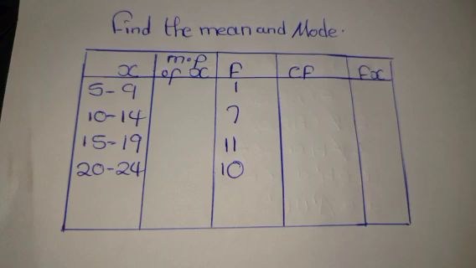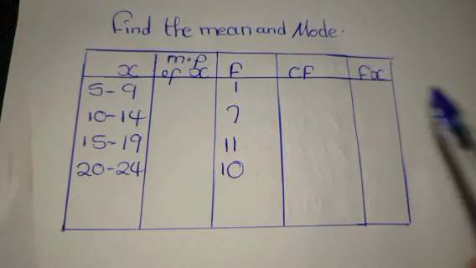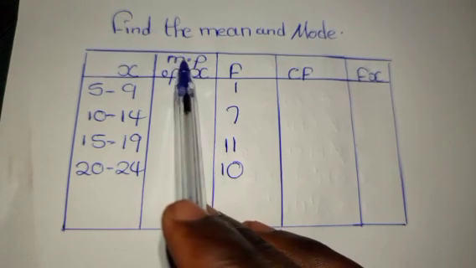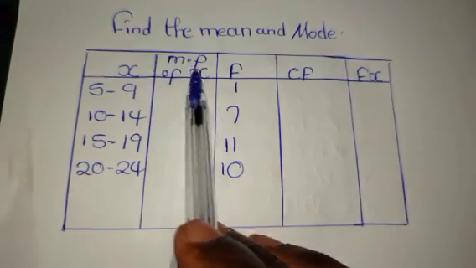So today we have one interesting question in calculating the mean and the mode values under grouped data. We need to fill up these blank spaces for us to be able to calculate the mean value together with the mode value. We know for sure that this is what is referred to as the midpoint of x.